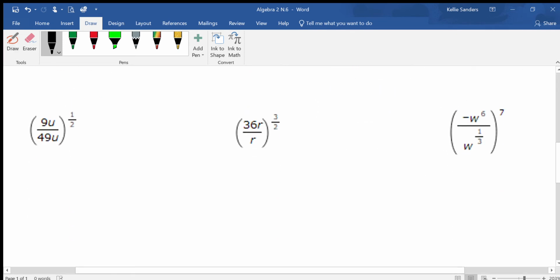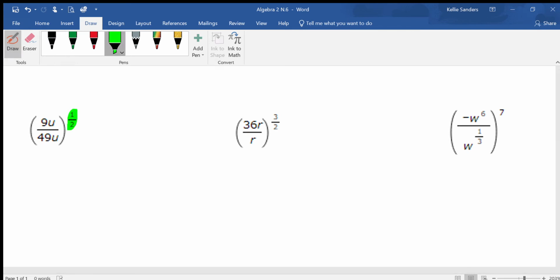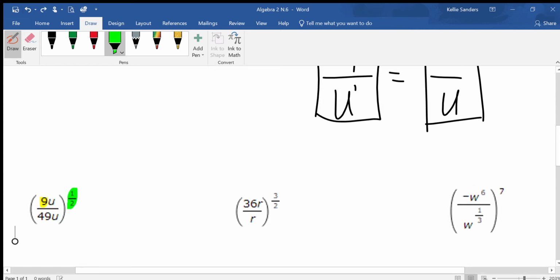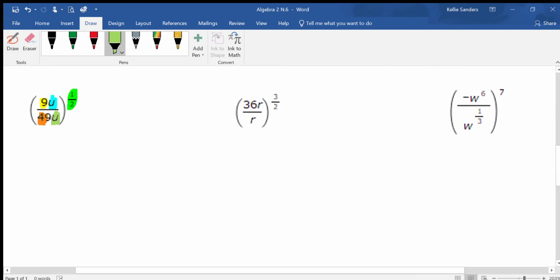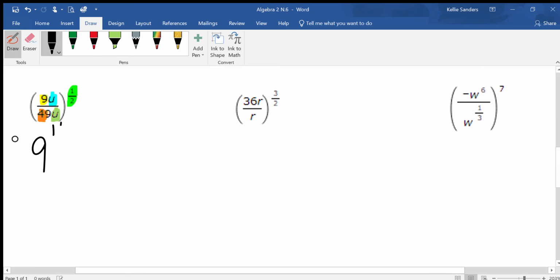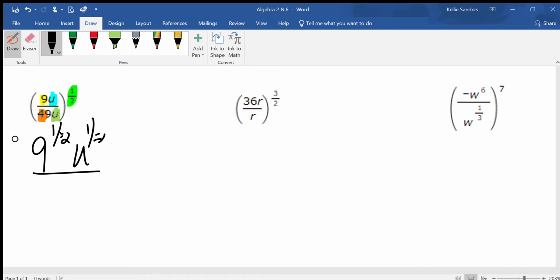Okay. So on this one, the 1/2 goes to everything inside the parentheses. Right? So we have 9 to the 1/2, u to the 1/2, 49 to the 1/2, and u to the 1/2.